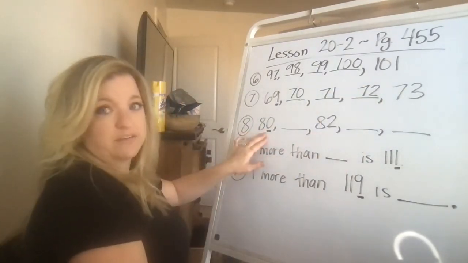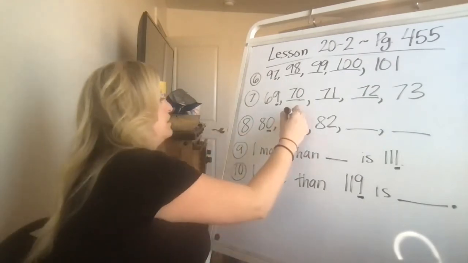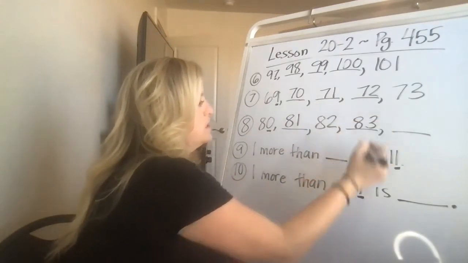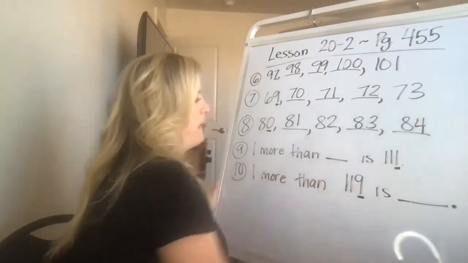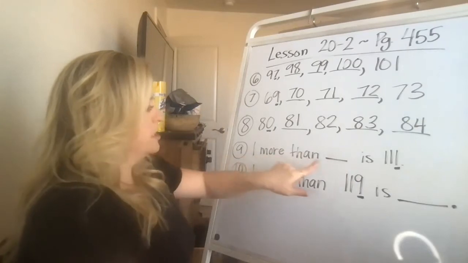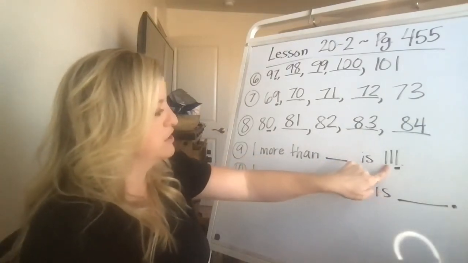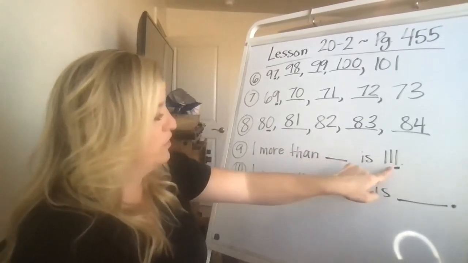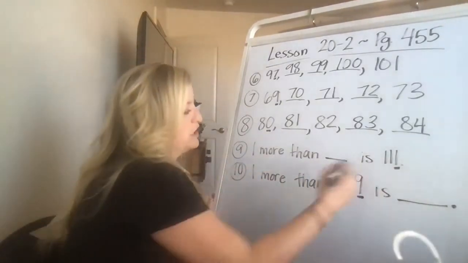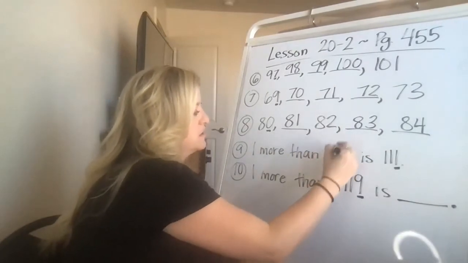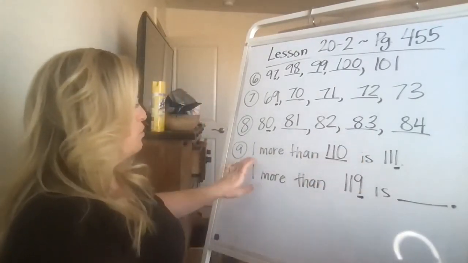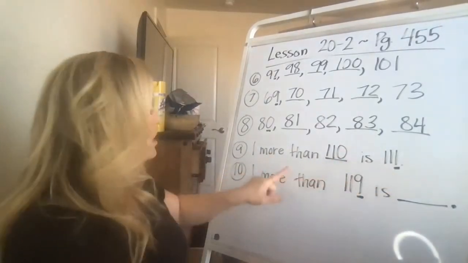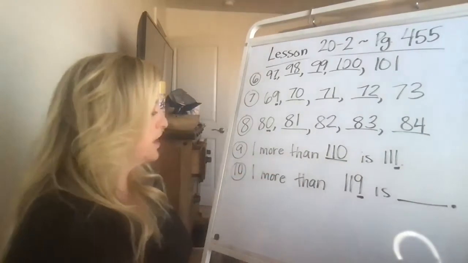Okay. 69, same here. 70, 71, 72, 73. Start out at 80. Okay, 80, 81, 82, 83, 84. 1 more than blank is 111. So if it's 1 more than this number, that means it's 1 less than this number. So 1 less than 111 is 110. So 1 more than 110 is 111. Yep, if I add 1 onto 110, I get 111.